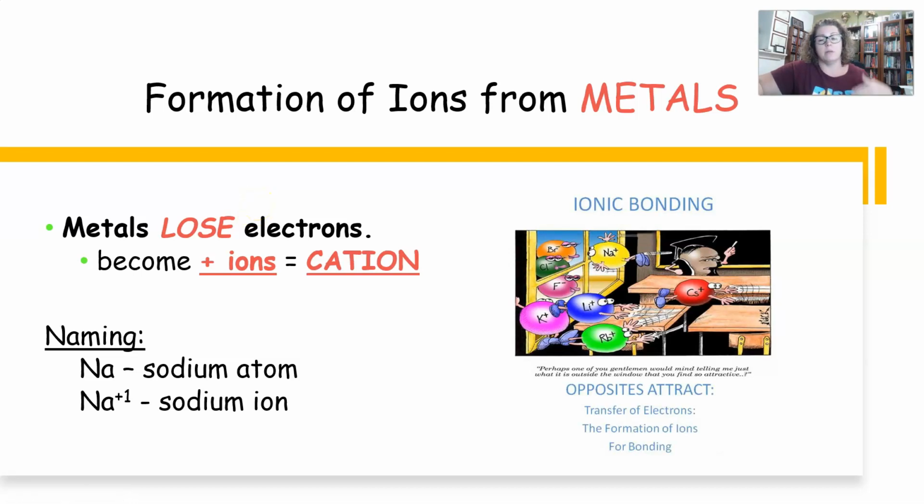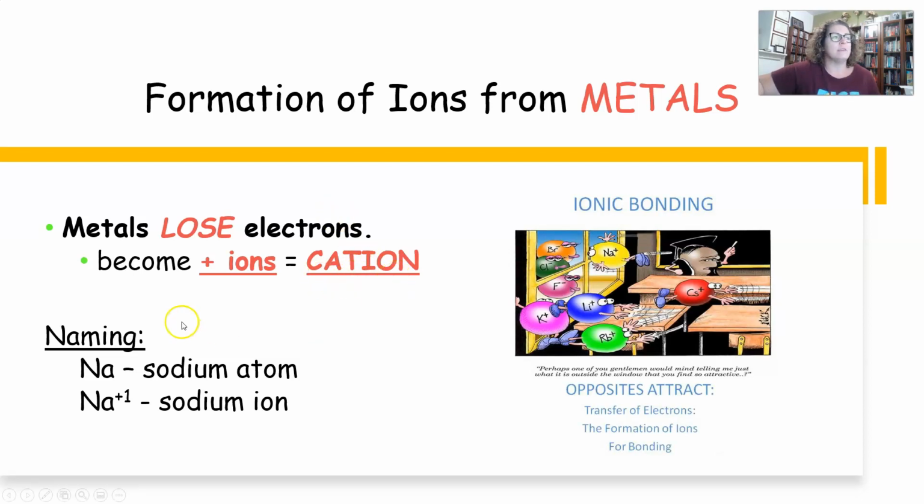And I'll put a periodic table up in just a second. So the metals lose electrons, become positive ions, aka cations. I've heard students before in the past say cation. No, just break up the word in half. You've got cat and then you've got ion.